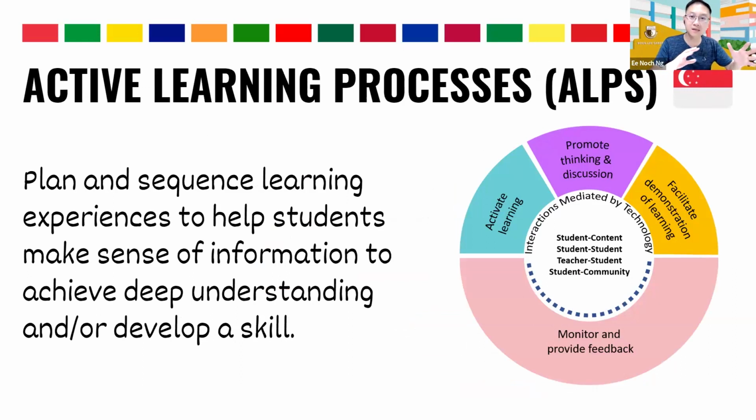So we start our lessons by activating the learning so that our students are primed and ready, whether it is to tap on their prior knowledge or to make sure that they are excited about the learning. Then we move them to promote thinking and discussion. Why? Because like I said, we don't want our students to be passive learners. We want them to be active. We want them to be thinking about what they're learning. And we want that discussion, right? So that they learn not just from themselves or the teacher, they learn from one another.